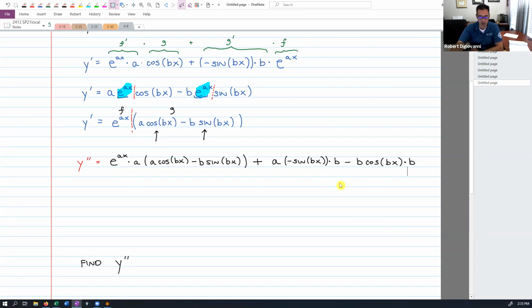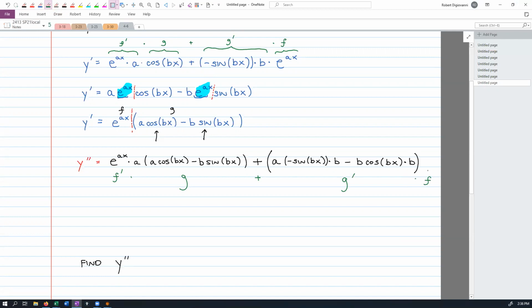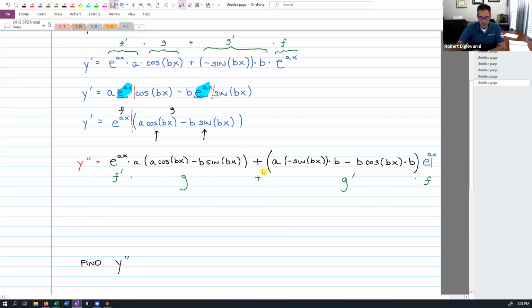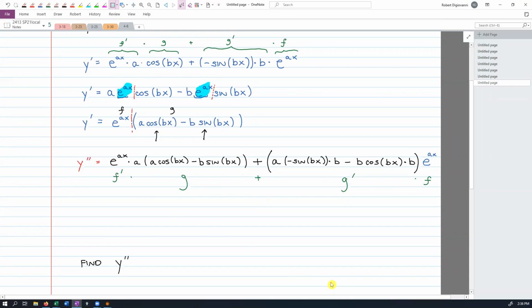Oh, wait, hold on. We're not done. We have to remember what we were doing. I slowed down too much. So this was f prime times g plus all of that was g prime, but what do we still need out here? We still need just times e to the ax. So there we go. Okay, f prime g plus g prime f. There's your derivative. I think you're right about it being ugly.